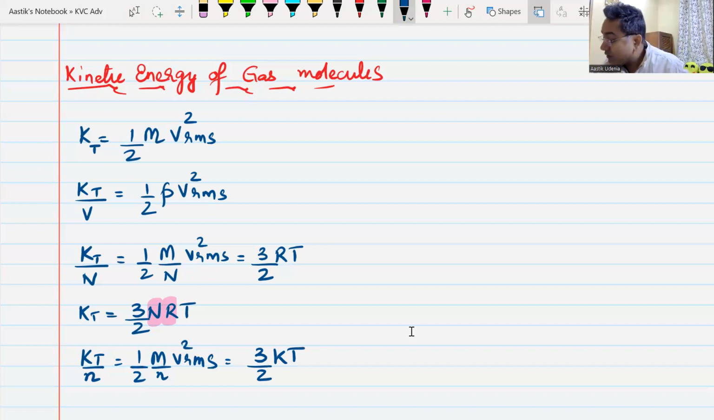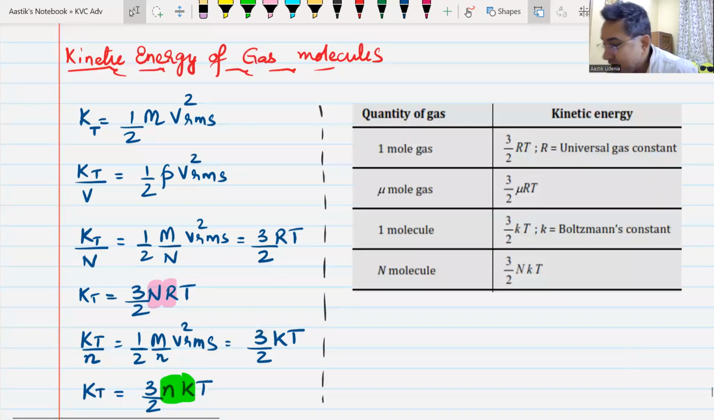Let me write the last formula. I can write the total kinetic energy as 3 by 2 NkT. Now, you can get a variety of questions on this and you might get confused about which kinetic energy is asked. Therefore, strict warning: please read the question carefully and see which kinetic energy they are asking. This is the same thing written in tabular form. I'll give you 2 minutes to note this down.